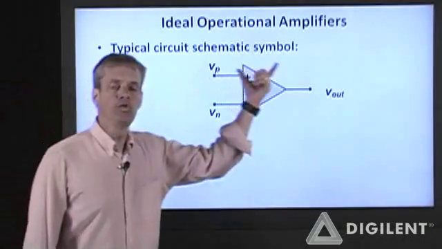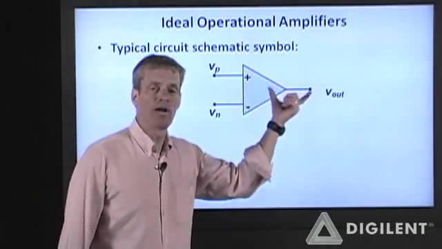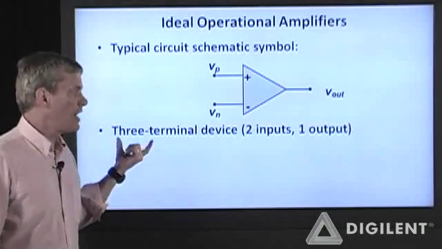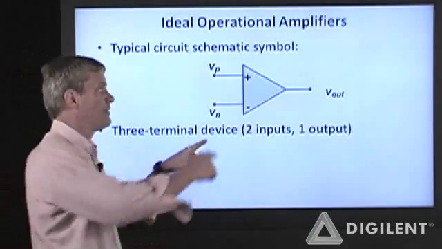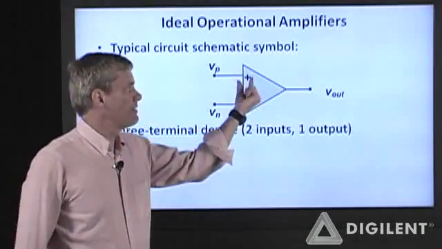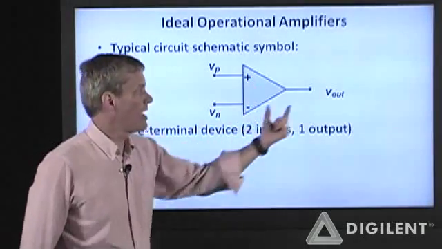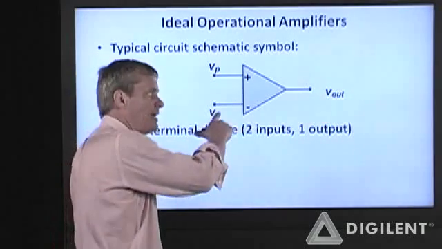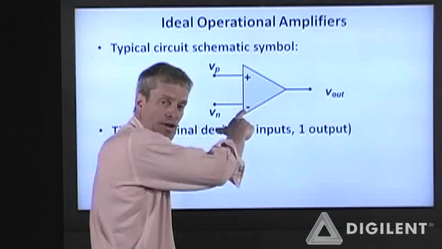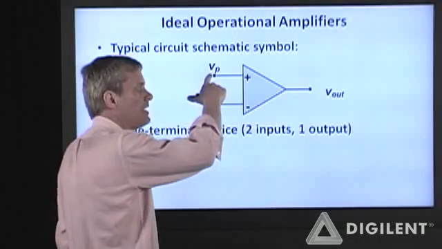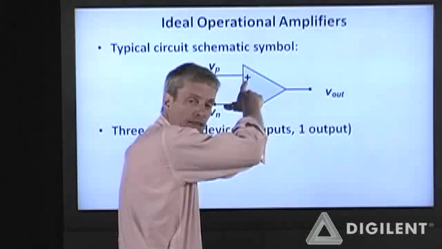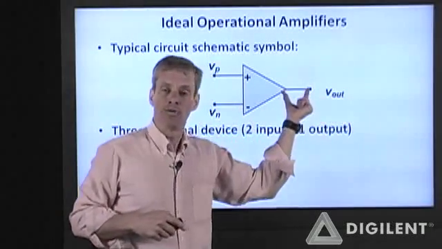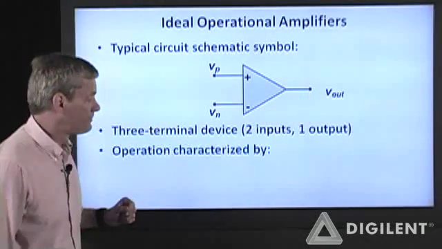Our high-level view of an operational amplifier is going to be to represent it just as this rightward pointing triangle. This device has three terminals. There are two input terminals, with a positive and a negative sign associated with them, and one output terminal here. Vn is the voltage applied at the inverting or negative input terminal. Vp is the voltage applied at the non-inverting or positive input terminal. Vout comes at the output of the operational amplifier.